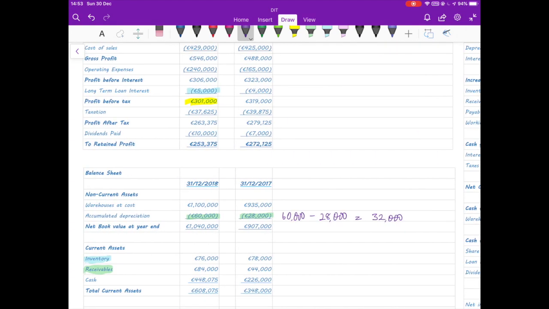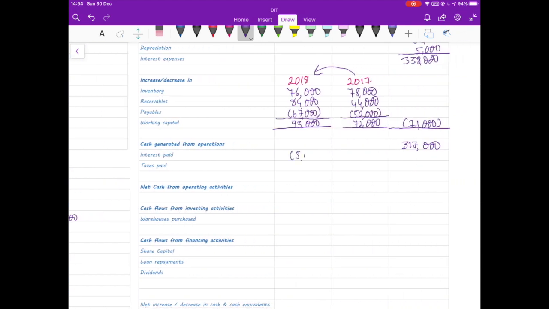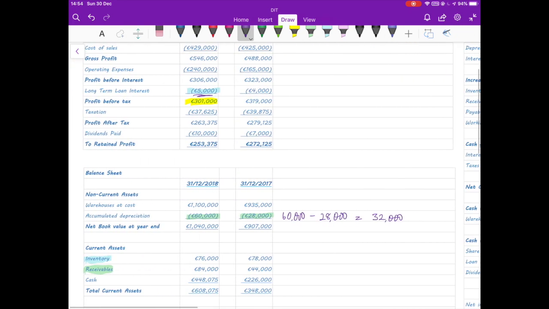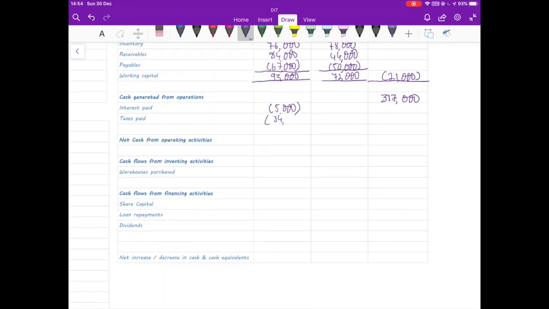€317,000. We now need the interest paid, so we have that already directly from the profit and loss account, so we just slot that in. We need the taxes paid. Now we have taxes that were due here of 37,625, but in the balance sheet there's still €2,700 owing. Therefore, we have to subtract that 2,700 from the 37,625, and that tells us in cash terms we paid out €34,925. So if we add both of those up, we end up with a figure of 39,925.